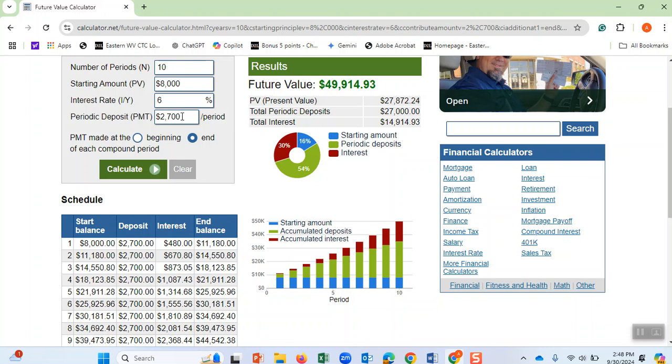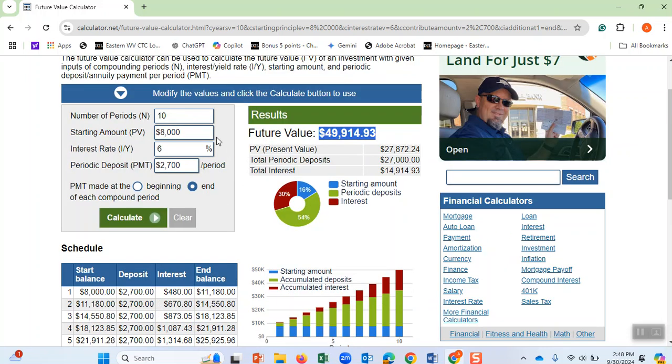Even I can put $2,702 to bring it very close to 50,000. Therefore, based on this, I know that if I want to buy a house 10 years from now, I have to put $8,000 now as my initial investment, present value, number of periods, N means for 10 years, and annually the bank is going to give me 6%. I need to put $2,700 to come up with 49,000.